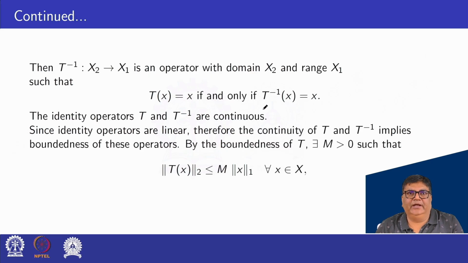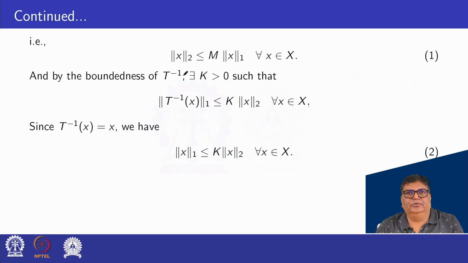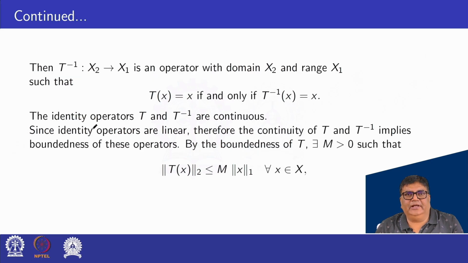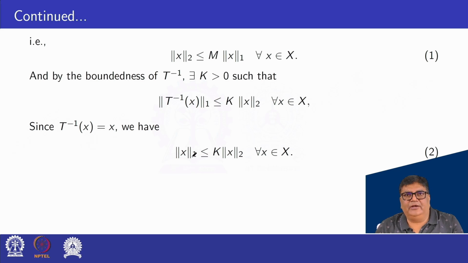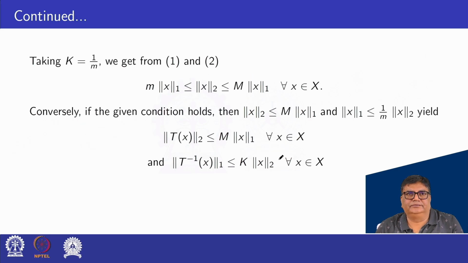Why? Because here T inverse maps x2 to x1. So T inverse x is bounded by the norm x2. So we have here norm T inverse x1 less or equal to k norm x2. Again we have T inverse x is equal to x, that is norm x1 less or equal to k norm x2 for all x belonging to X.